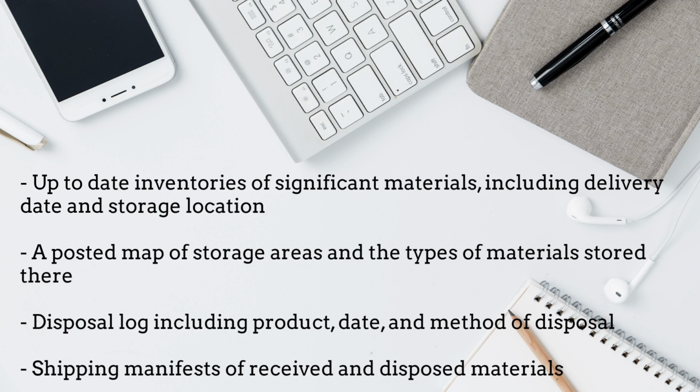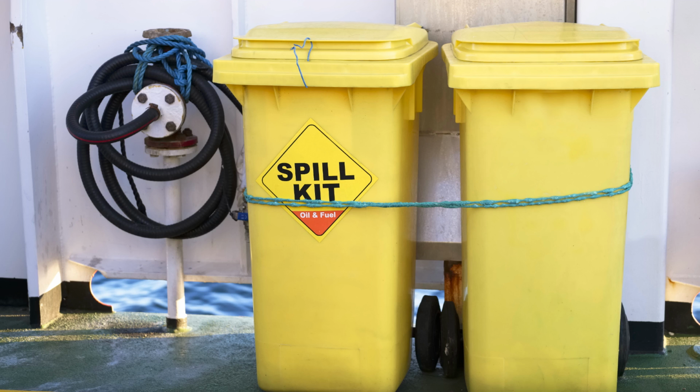Proper record keeping is essential in significant material management. Your records should include an up-to-date inventory of significant materials, including delivery date and storage location, a posted map of storage areas and the types of materials stored there, disposal log including product, date, and method of disposal, and shipping manifests of received and disposed materials. Materials should be used on a first-in, first-out basis with outdated products promptly and properly disposed. These are important steps to take to decrease the likelihood of spills and spill damage.